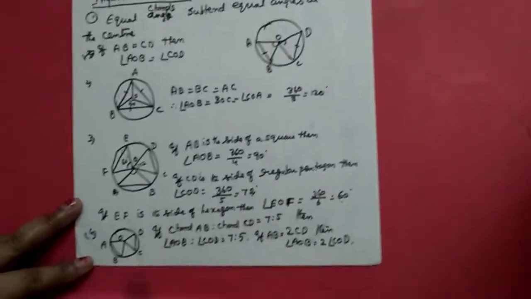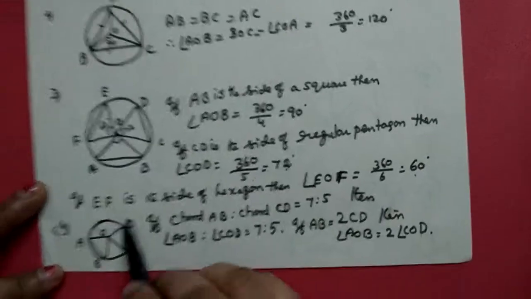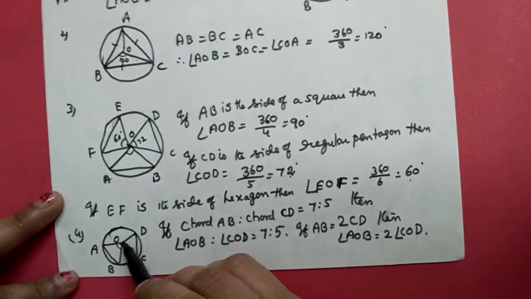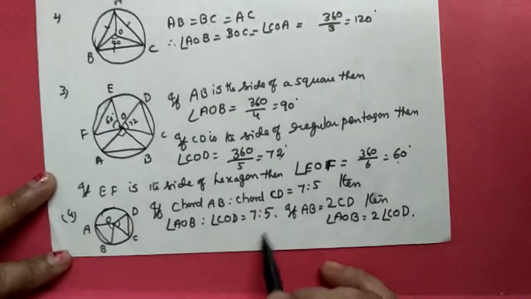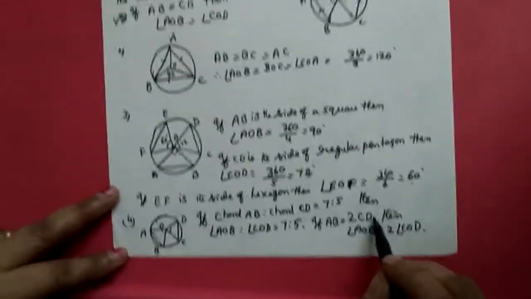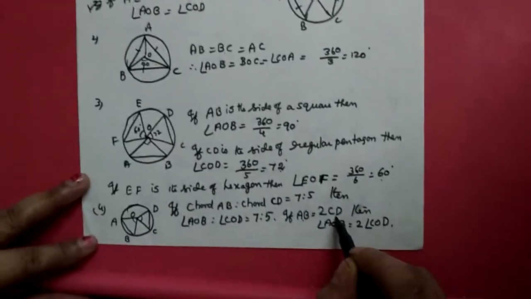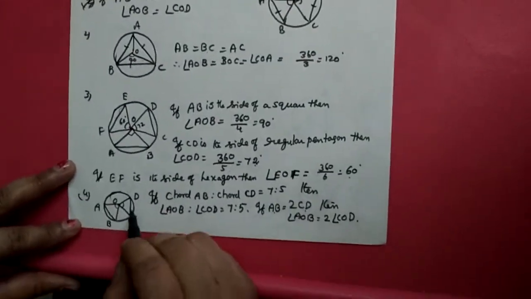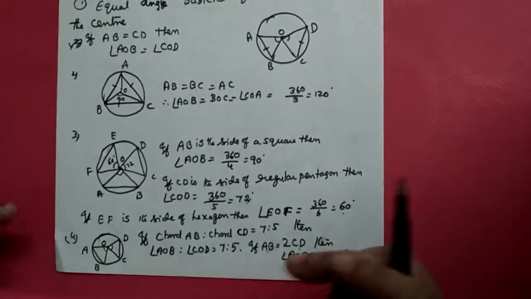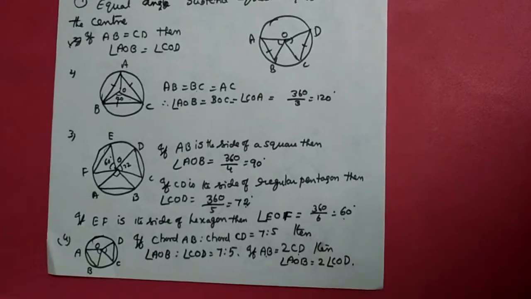And the last one, suppose the ratio of AB to CD is 7 to 5. This is 7 times this. Then the angle at the center also, what is the ratio? 7 to 5. Suppose AB is equal to 2 CD, then AOB is equal to 2 times angle COD. Suppose the connection of ABCD is given, AB being 2 times CD means definitely the angle is also 2 times angle COD.